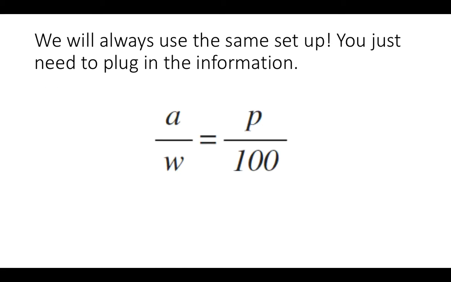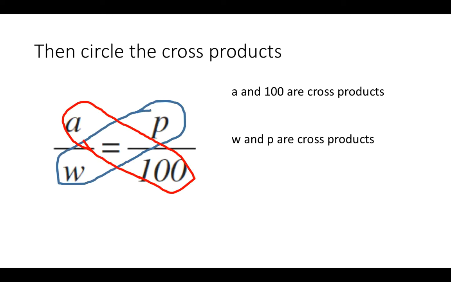We'll always use the same setup. You just need to plug in the information. So in your problem, you need to identify what is the amount, what is the whole, what is the percent, and that goes over 100. Then you circle the cross products. I have them identified by colors. So A and 100 are cross products, that is circled in red. W and P are cross products, circled in blue.